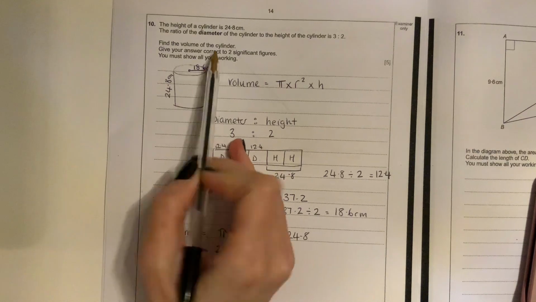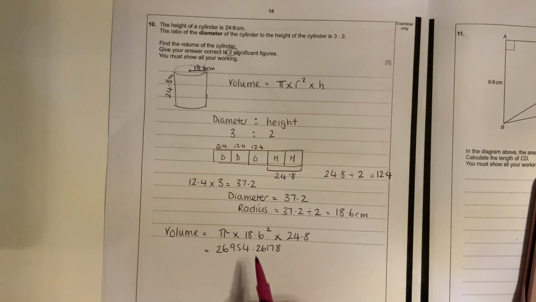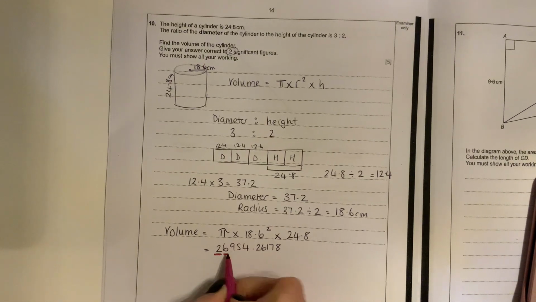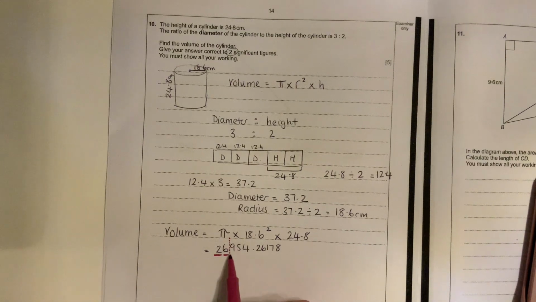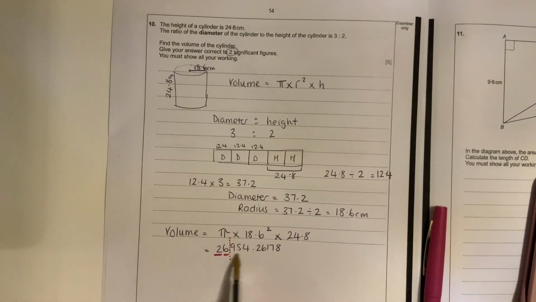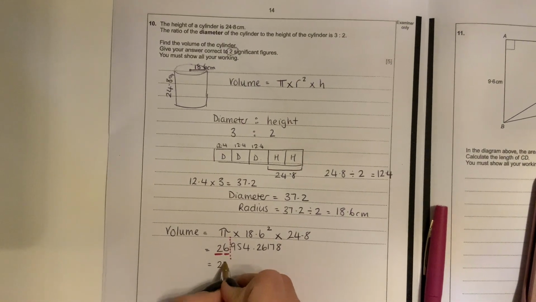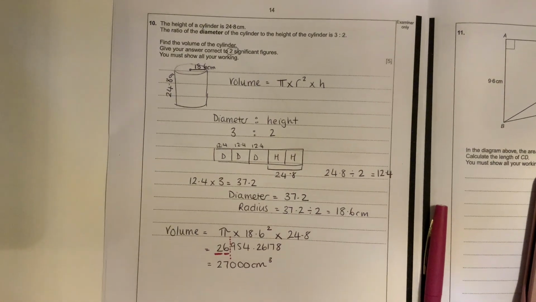Now let's just check what it says here. You give your answer correct to 2 significant figures. So what we do is we count from the start, 1, 2. So my cut-off point is here. The 9 makes the 6 round up to 7, and we have to replace the numbers before the decimal point with zeros. So it's 27,000, and it'd be centimetres cubed for volume.